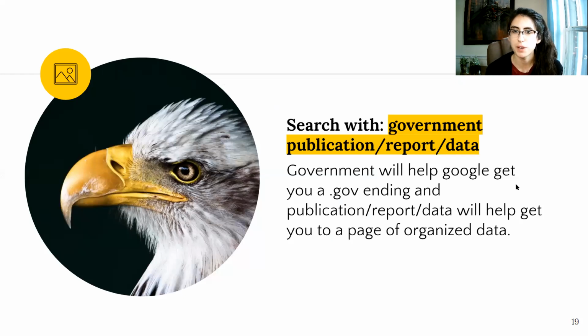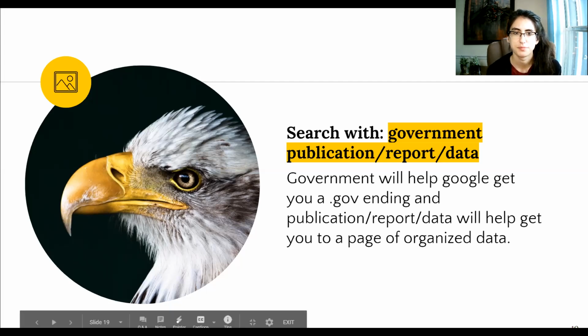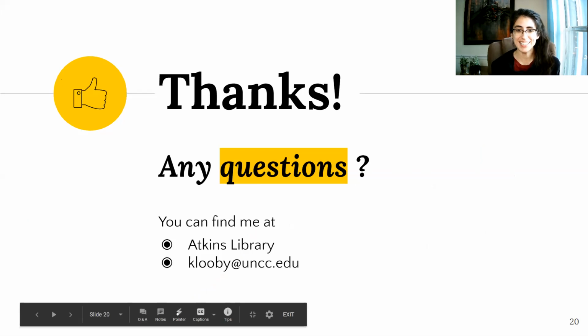So to sum up on how to find a government source, all you need to do is search with government publication, report, or data. You can also use document. Government will tell Google, or at least help Google get you to a .gov ending, and then publication, report, or data will help you get to a page that has organized information on it. And that's it. It is that easy.